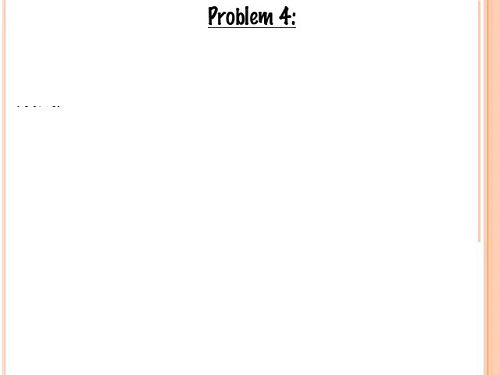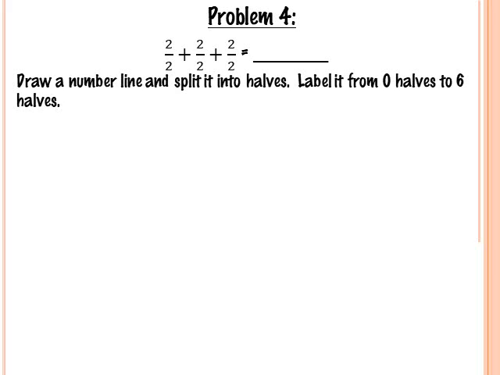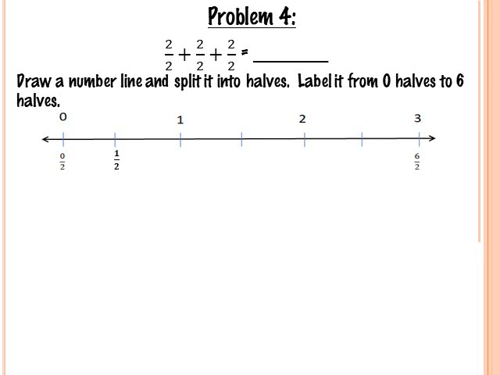Problem number 4. Problem number 4 has 2 halves plus 2 halves plus 2 halves. Let's set this one up. Draw a number line and split it into halves. Label it from 0 halves to 6 halves. Here's our number line, 0 halves to 6 halves, and we'll fill in the rest. 1 half, 2 halves, 3 halves, 4 halves, and 5 halves. We have all of our halves in.